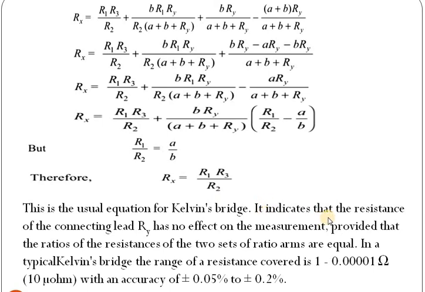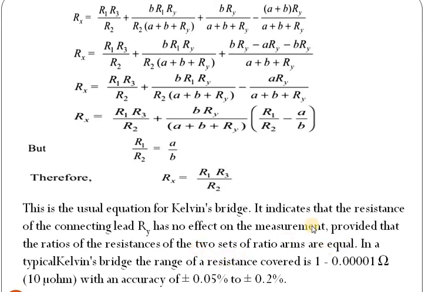So now it indicates that the resistance of the connecting leads Ry has no effect on the measurement, provided that the ratios of resistance of two sets of ratio arms are equal, nothing but R1 by R2 equal to A by B. By using this relation there is no impact of connecting leads, or having no effect on the measurement of unknown resistance.